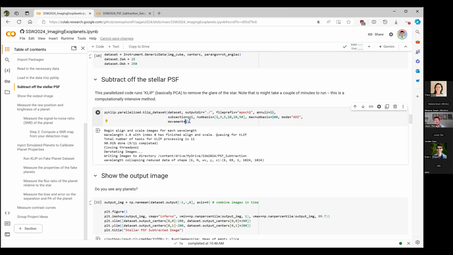So movement starts out at 1 pixel. The unit of movement is pixels. You can change it to 0 pixels. You can move it to 0.5 pixels, 0.1 pixels, 2 pixels, 5 pixels, 10 pixels. Those are all reasonable values to try. And you can see how much better or worse your PSF subtraction gets by changing that parameter. I recommend trying some more extreme values, and you can really notice the differences.